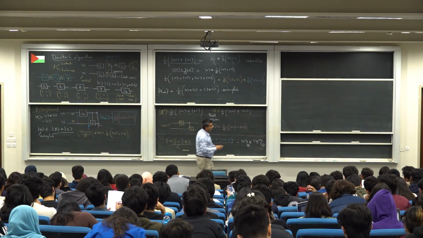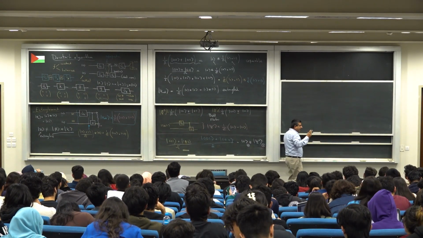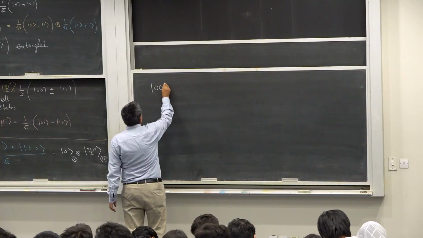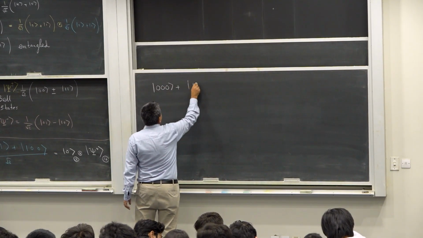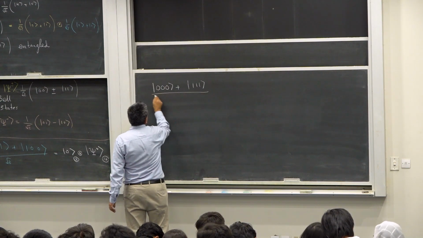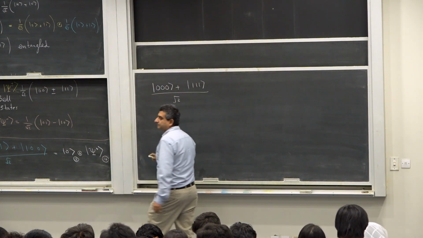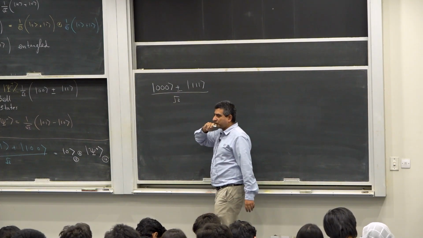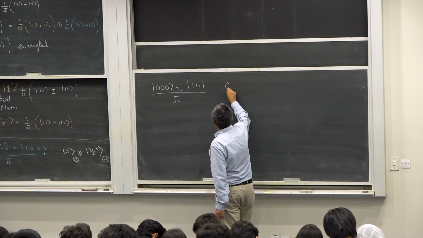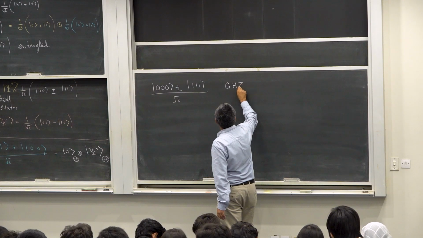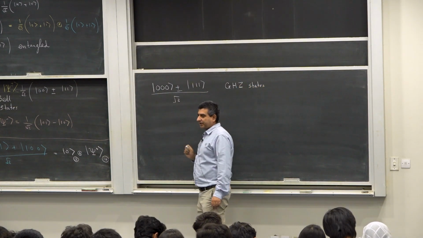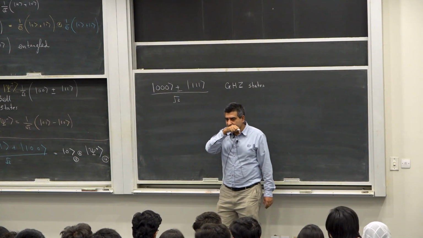Another example of a 3 qubit completely entangled state or maximally entangled state is, with a minus sign perhaps or plus sign, both of them work. This is called the GHZ state, the Greenberger Horne Zeilinger state. GHZ state, okay?